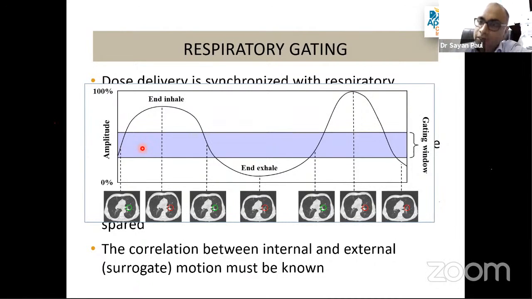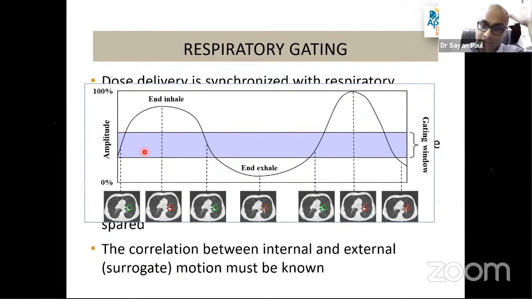So you get a respiratory pattern, you tell the machine that yes, this is the respiratory pattern, and this is the window which is synchronized with the machine. And when the tumor comes in this phase, only at that time the beam is on, and when it goes out of this area, the beam is off. That is called gating. So to treat a particular area, you need to wait.